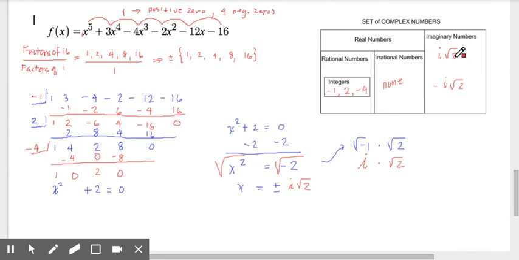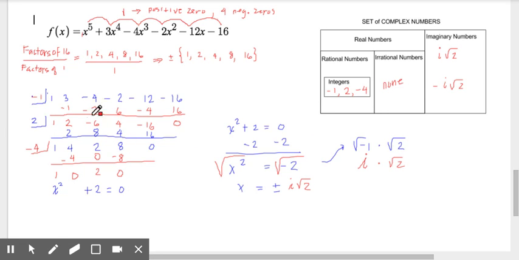So again, these come in pairs. We cannot have a polynomial with only one imaginary zero. It has to come in pairs because when we take the square root here, we get 2 answers, positive and negative. So there's our 5 zeros, 3 real zeros and 2 imaginary zeros.